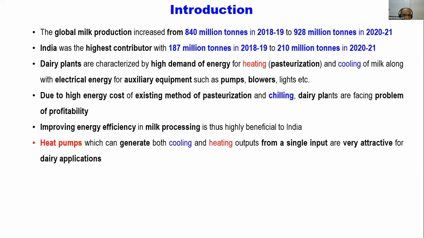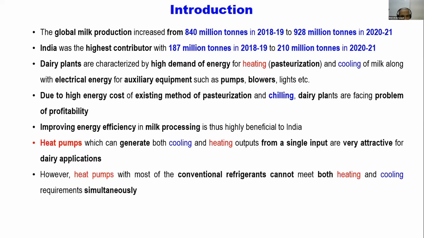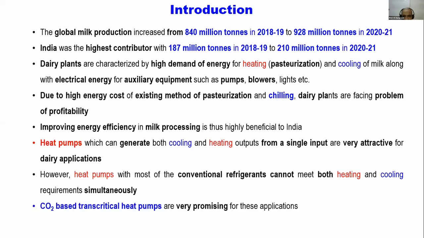But the problem with conventional refrigerants, with most of them at least, is that meeting both heating and cooling requirements in terms of the temperatures and the quantity is a bit difficult. Normally, if you try to achieve the refrigeration temperatures, then you may not get sufficient heating, or vice versa. So in this context, CO2 based transcritical systems are very promising for both heating and cooling applications.